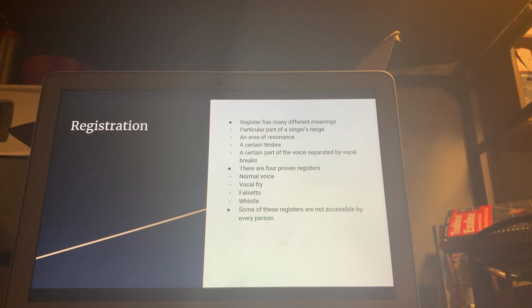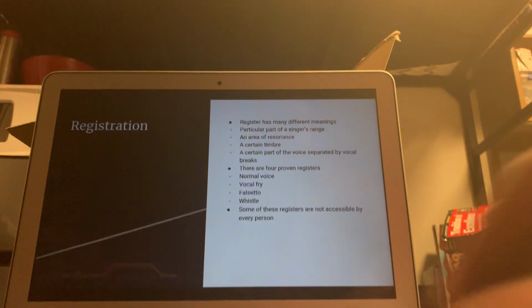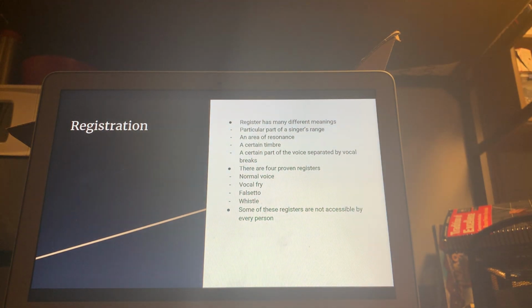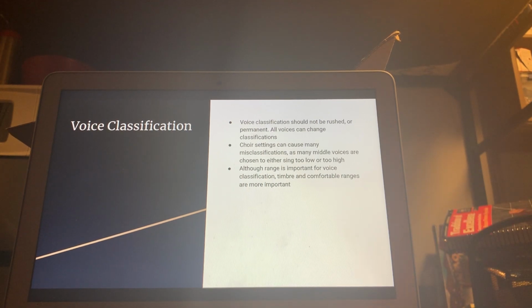And so, like I've been saying, some of these registers are not accessible by every person. Not everybody has a falsetto. Not everybody has a whistle tone. Not everybody has a very full vocal fry. And so, voice classification. A lot of educators like to rush voice classifications and make it permanent.